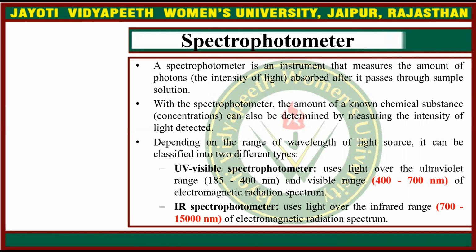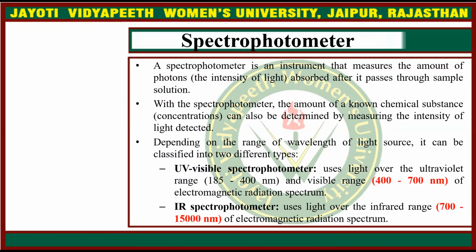A spectrophotometer is an instrument that measures the amount of photons, that is the intensity of light absorbed after it passes through the sample solution. With the spectrophotometer, the amount of a chemical substance, that is concentrations, can be determined by measuring the intensity of light detected. Depending on the range of wavelength of the light source, it can be classified into two different types: UV visible spectrophotometer and IR spectrophotometer.